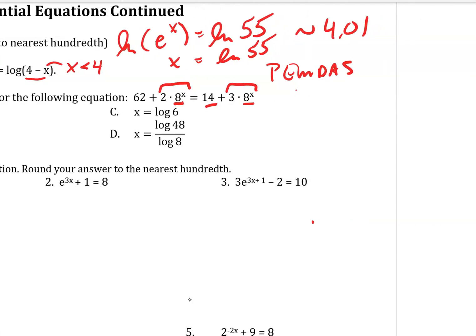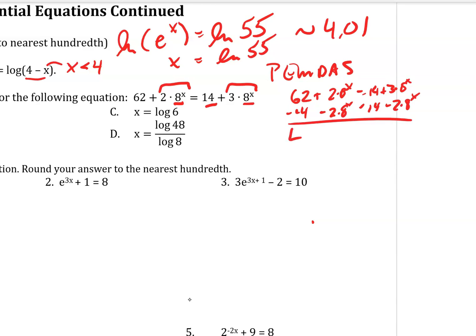I'll write over here. 62 plus 2 times 8 to the x equals 14 plus 3 times 8 to the x. We're going to subtract 14 from each side. And I'm going to subtract 2 times 8 to the x from each side. So 62 minus 14 is 48. 3 times 8 to the x minus 2 times 8 to the x is 1 times 8 to the x, or just 8 to the x.